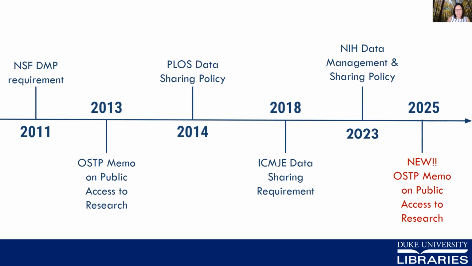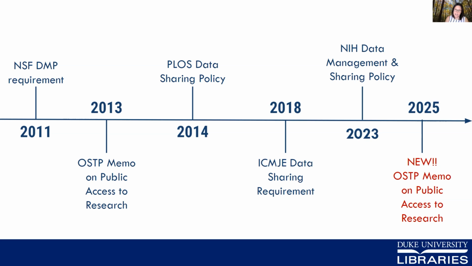And then in between these times, we've seen a lot of journal publishers also implementing their own policies. PLOS was a big one in 2014. I imagine many of you, if you have published in a journal, have seen this, where they require a data availability statement that says where the data underlying that published article can be found, for the purposes of reproducibility and verification.